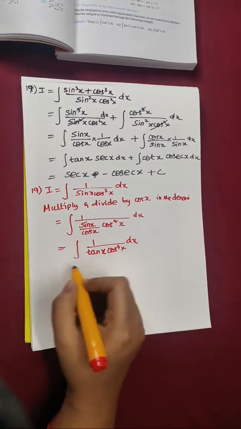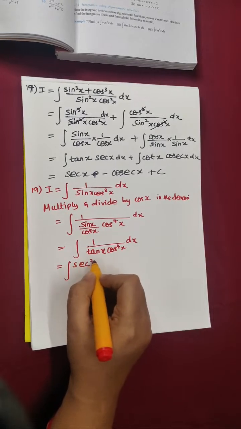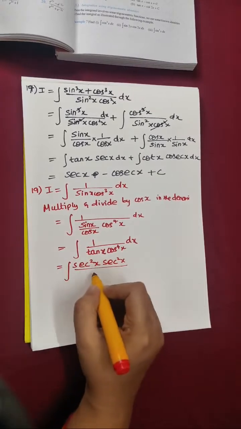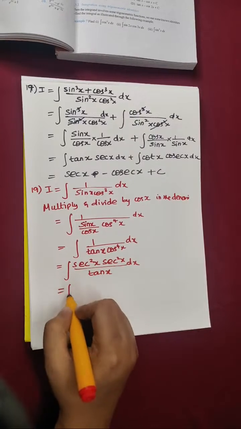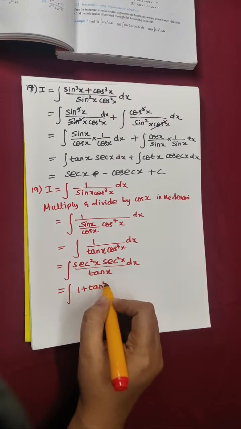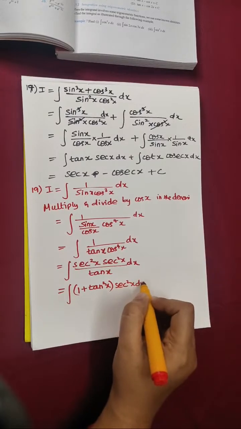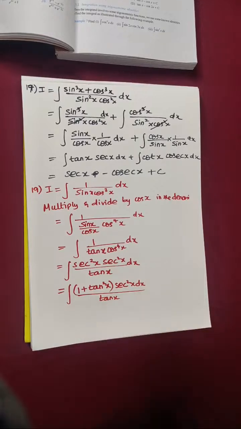So take this 1 by cos power 4 as secant power 4. Instead of writing directly, I am writing secant square x into secant square x by tan x dx. Replace secant square x as 1 plus tan square x so that it is easy for us to use the substitution method, and take tan x as t.